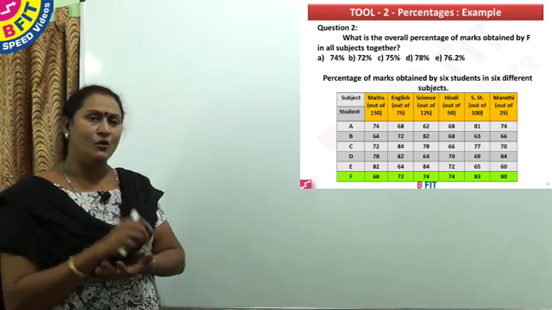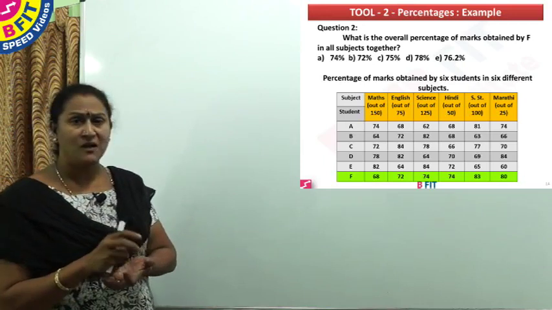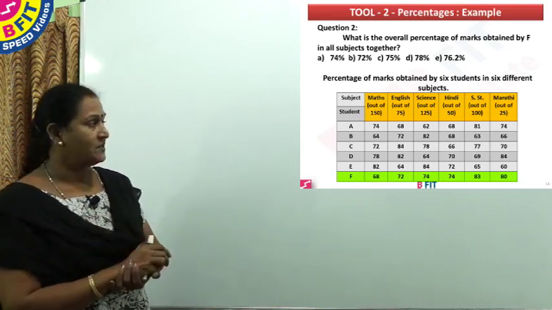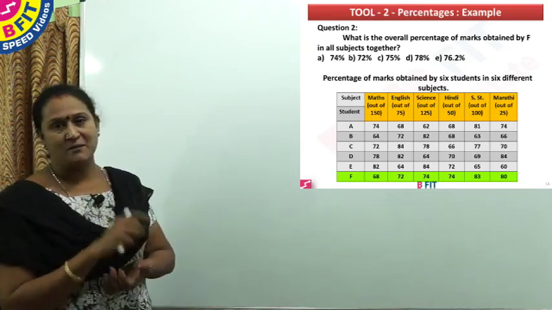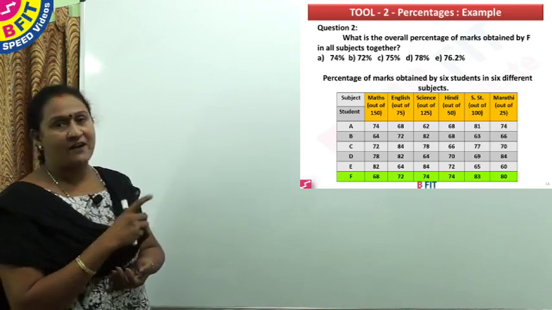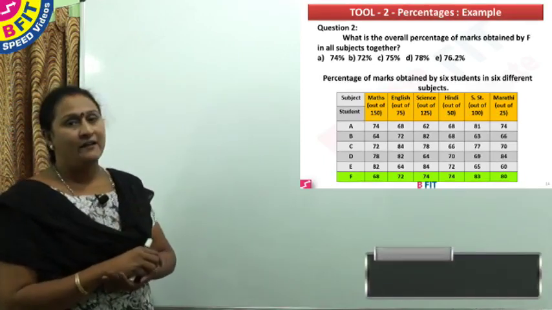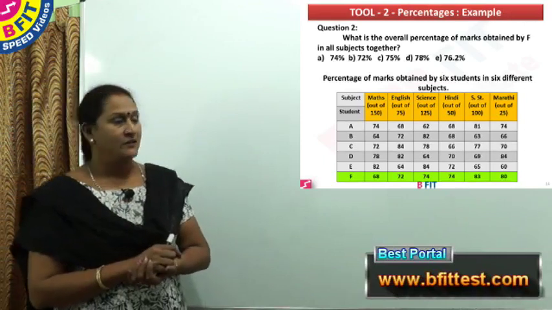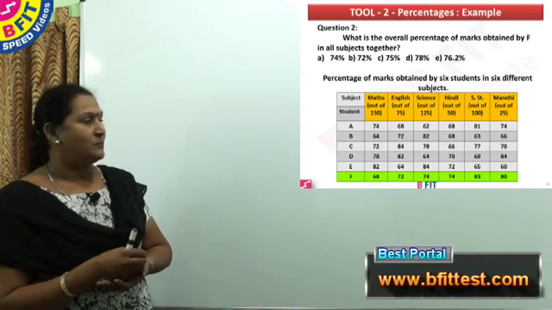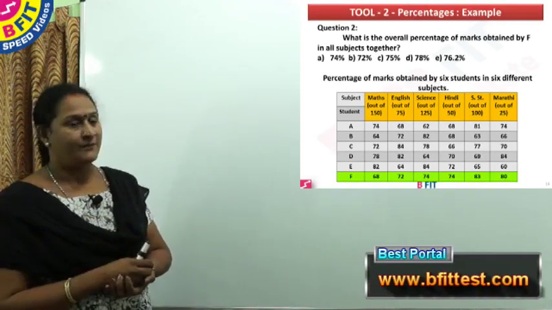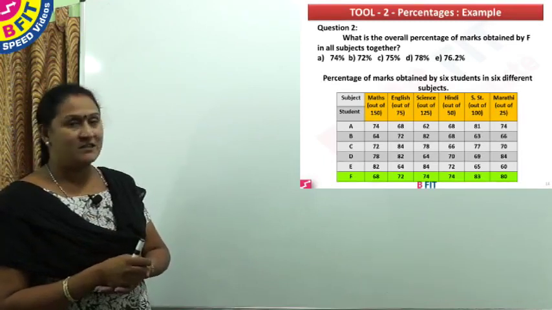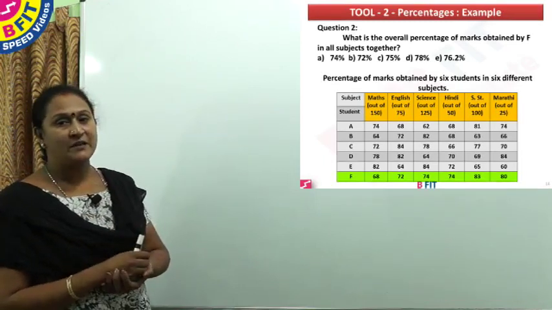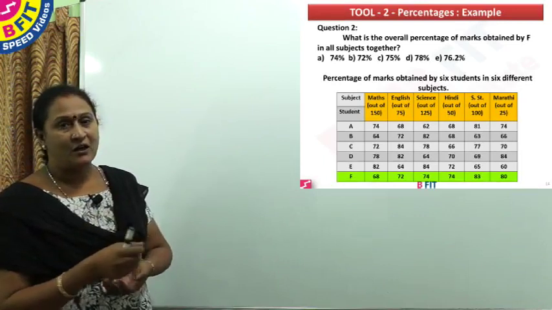And how to find the overall percentage? The marks got by F in all the subjects divided by the maximum marks. The maximum marks we have in the first row. So dividing by that, we get the overall percentage. So we will see how to find marks got by F in each subject. In Maths, what is the percentage got? 68% out of 150.